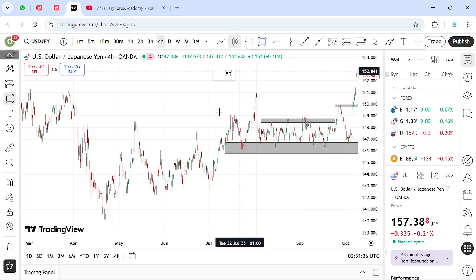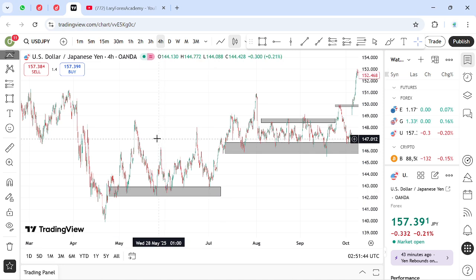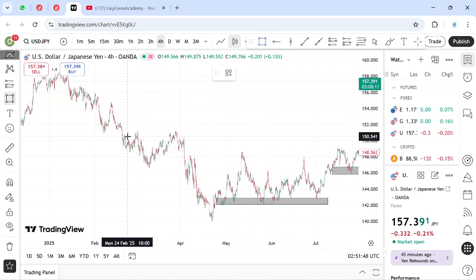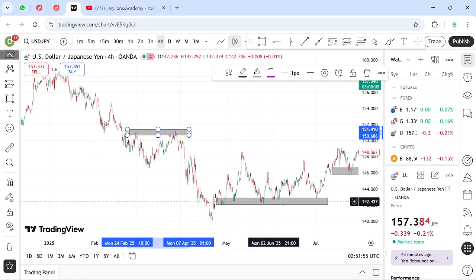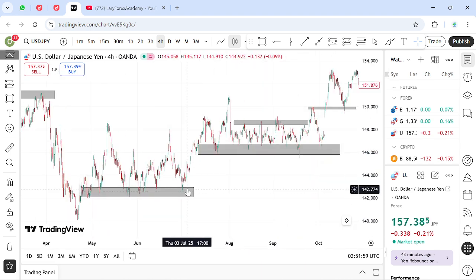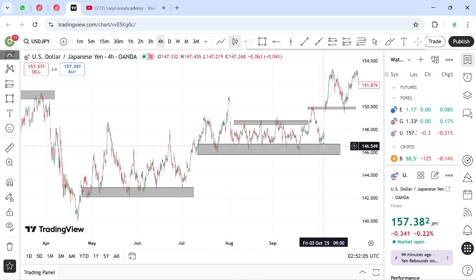We'll go down to this area again. We have support levels here. We have support levels here. We have resistance also here. So you can see that I'm marking this support. You can see we have 1, 2, 3, 4, 5, 6, 7 touches. You can see at this one we have multiple touches also. 1, 2, 3, 4, 5, 6, 7, 8 touches.